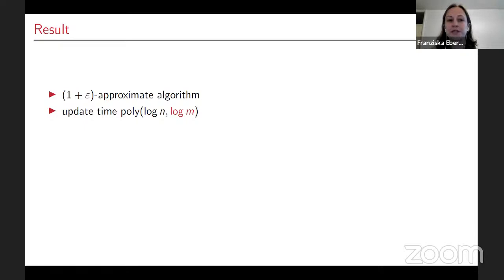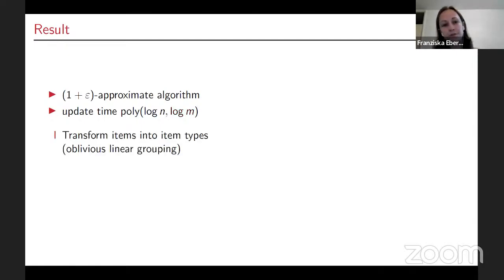Now, the question, of course, is how do we achieve this result? I cannot go into too much detail here, but I can give you the steps that we actually do. So first of all, since we want to be logarithmic in the number of items, we cannot even read all the items in one update step. So this means we have to take our items, and whenever a new item comes, we immediately transform this item into an item type in order to get the number down to a polynomial in the logarithm of n. We call this oblivious linear grouping, and it is closely related to the classical linear grouping approach from bin packing.